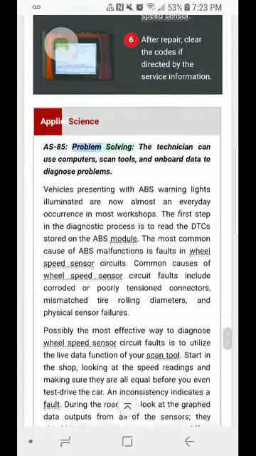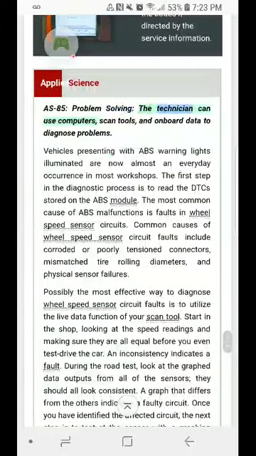S85. Problem solving. The technician can use computers, scan tools, and onboard data to diagnose problems. Vehicles presenting with ABS warning lights illuminated are now almost an everyday occurrence in most workshops. The first step in the diagnostic process is to read the DTCs stored on the ABS module. The most common cause of ABS malfunctions is faults in wheel speed sensor circuits.